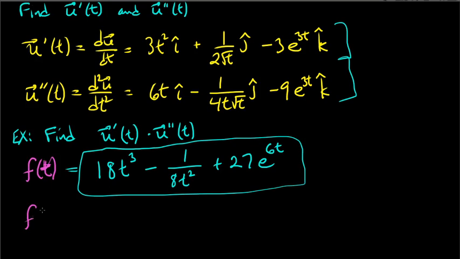You know, if you plug in t equals 1, you get a number, right? You get 18 minus 1 over 8 plus 27 e to the 6. Whatever number that is, that's a number. It's a scalar, right? A different t will give you a different scalar, to be sure. So when I said it's a scalar, I mean it's a scalar function. It's an ordinary function, like a calc 1 or calc 2 type of function.